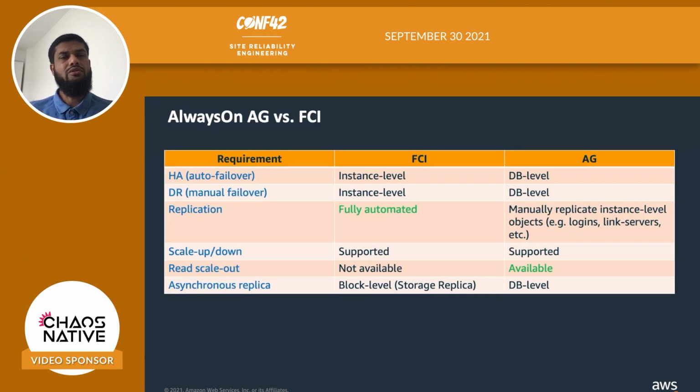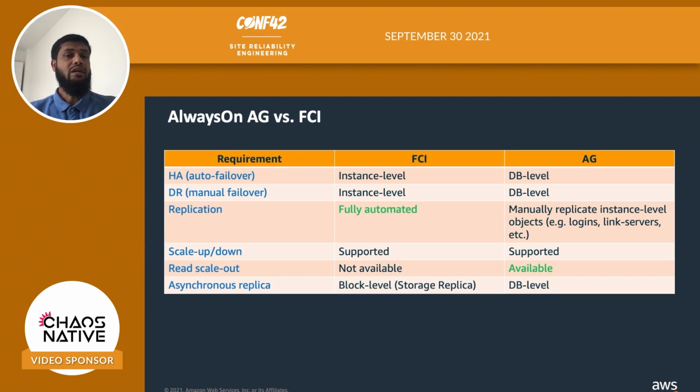So let's dive into the comparison between AGs versus FCI. FCI gives you instance level protection for HA and DR, whereas AG gives you database level protection. In terms of replication, it's fully automated because you can have hardware storage level replication. Your FCI is basically the same storage, same master databases that can go across to the other side.